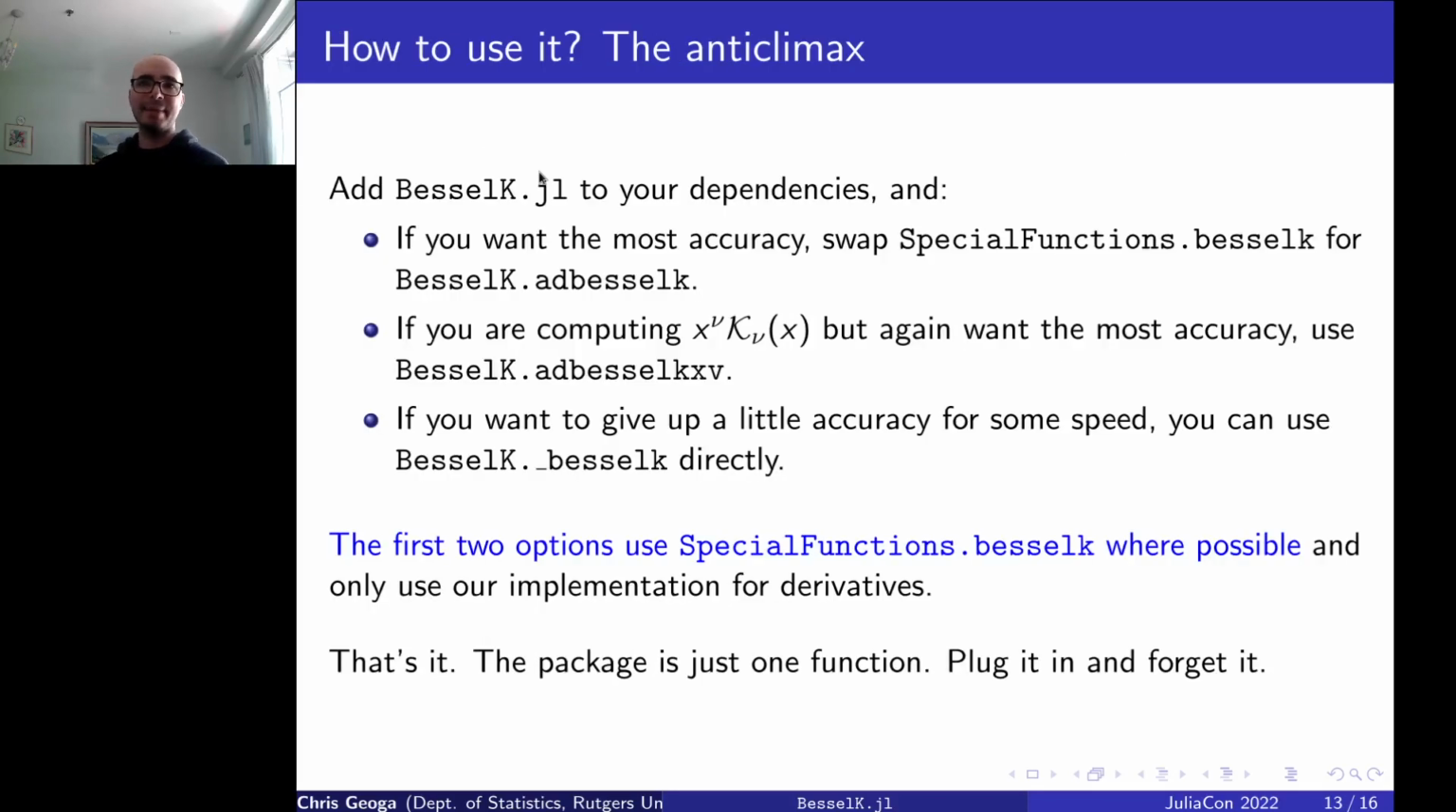So here's the anticlimax if you want to use this package. Just swap in besselk for adbesselk. Done. And that method and the similar one, adbesselkxv for this modified form, will use SpecialFunctions.besselk wherever possible. And wherever it's not possible, you'll get the Julia native code, which is pretty darn accurate. Your derivatives might only be accurate to 1e-12 atol. If that's not enough for you, then it's not enough, and I'm sorry, but it's hard to imagine anything besides an adaptive finite difference being better than that. So considering what you get in terms of speed for giving up those digits, I think it's a compelling sell.